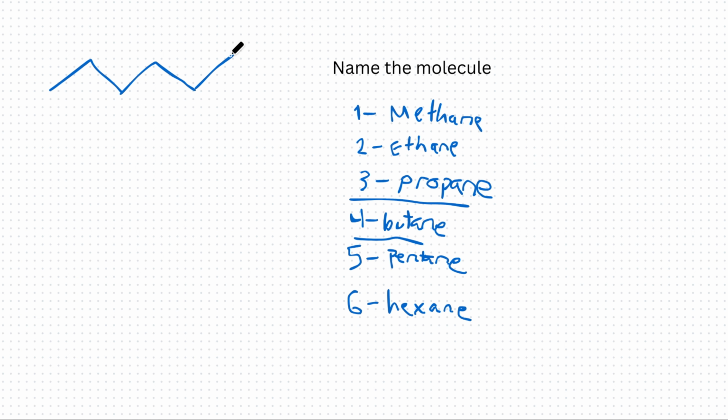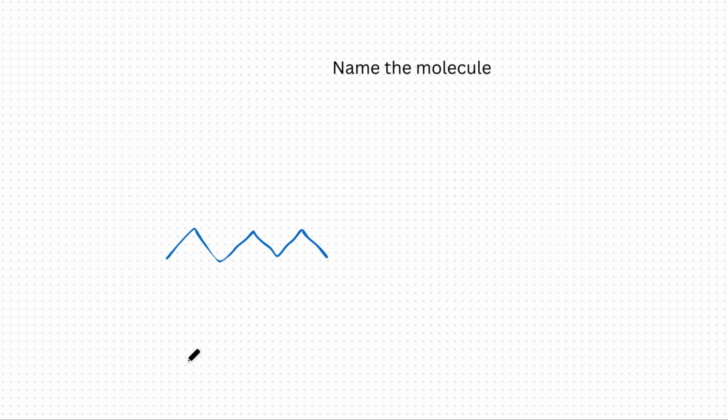Can you guess what 7 is? This is heptane. All of them end with ane. Let's keep working with heptane. But instead, let's add a methyl group on the end of it.